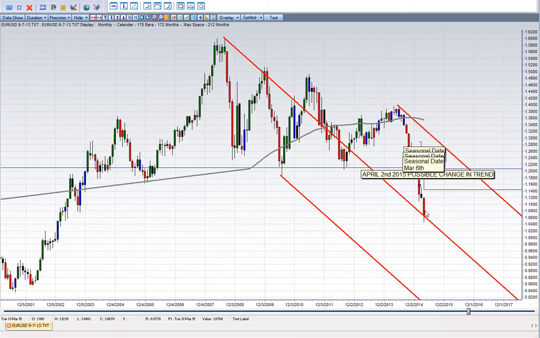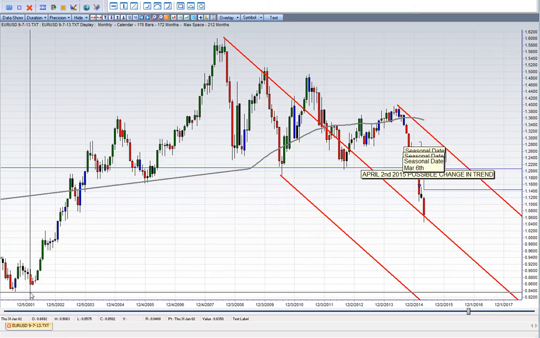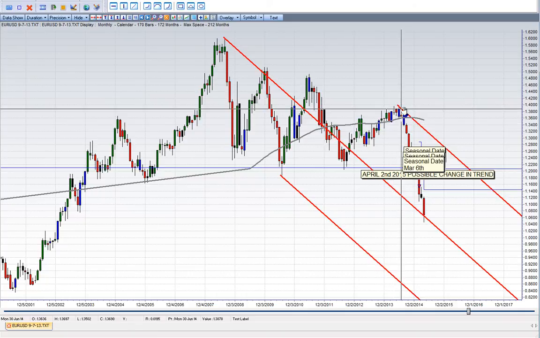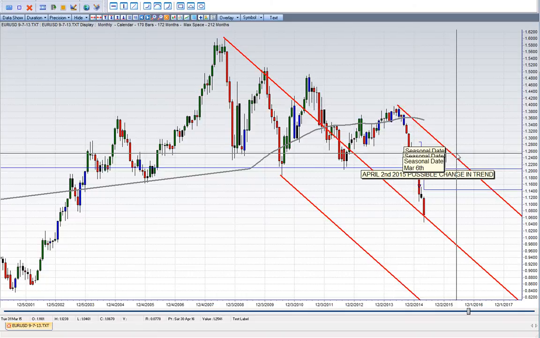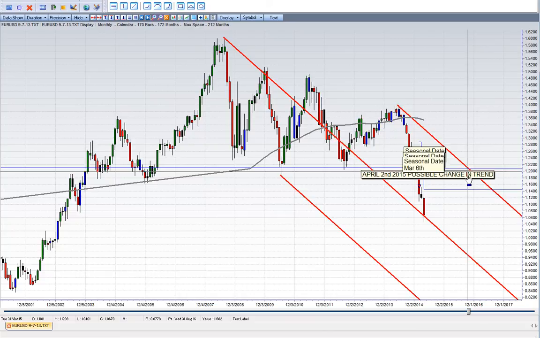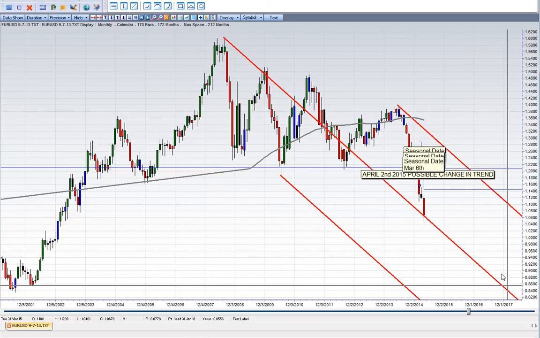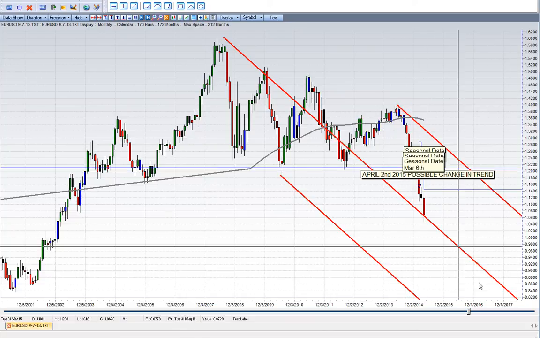I don't know if it's a change in trend where we're going to just blow up to the sky. The euro could go all the way down here. I'm not going to say it can't. But most of the time markets normally come down, then they go up. And if they're going to continue the bear market, then they push another leg down. So there's a lot of symmetry behind it.